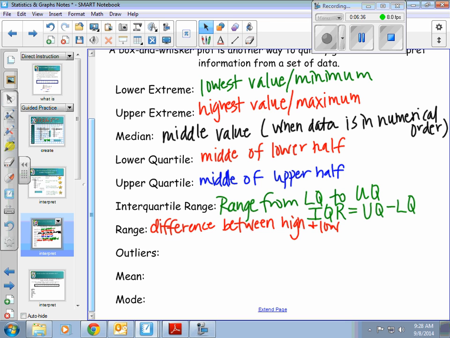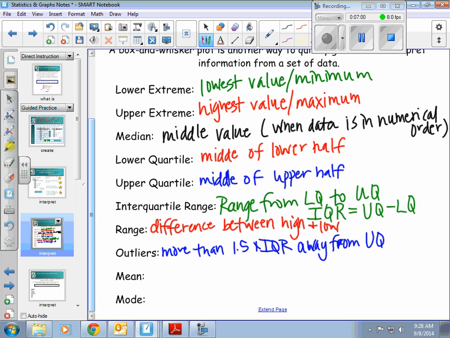Outliers. Okay. So what the outliers need to be is they need to be more than 1.5 times your interquartile range away from the upper quartile or your lower quartile. That would make them an outlier.